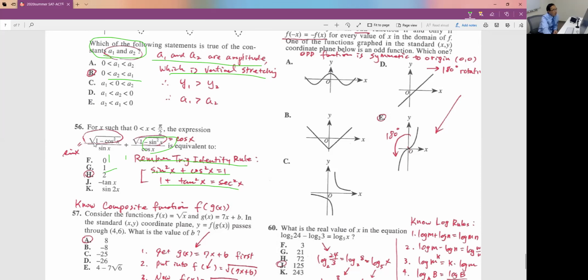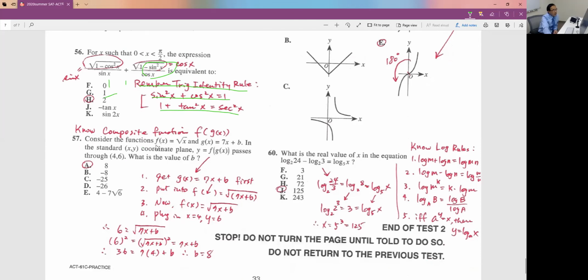The next problem, 57. Consider the function f(x) equals square root of x, and g(x) is given by 7x plus b. Now this one is what they call a composite function. In other words, a composite function is a function of a function. So first of all, you have to get the g(x) part, which is 7x plus b, and then you put that g(x) inside f(x). So f of something equals square root of something. That something has to be 7x plus b. So when you replace that, you finally get f(x) equals square root of 7x plus b.